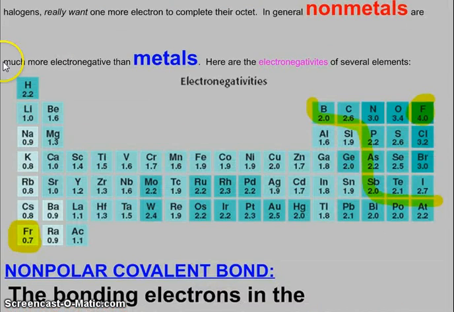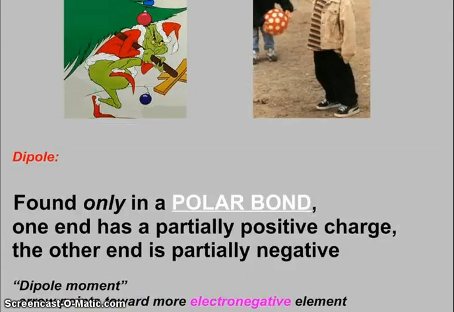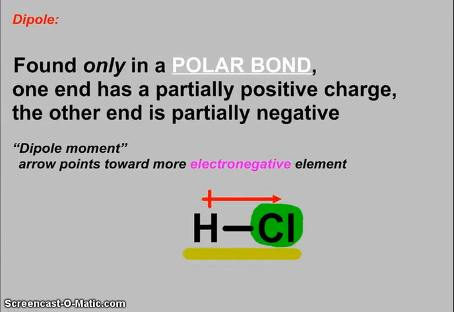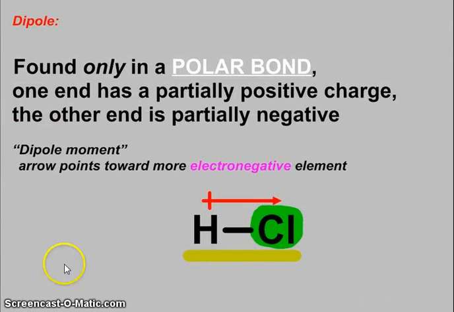Up here earlier we saw chlorine is 3.2, hydrogen is 2.2, and so chlorine is the more electronegative element. And so we have a partially positive end of the dipole and a partially negative end, and we'll see a better picture of that in a moment. But to draw a dipole moment, I just draw an arrow above the bond pointing towards the more electronegative element.